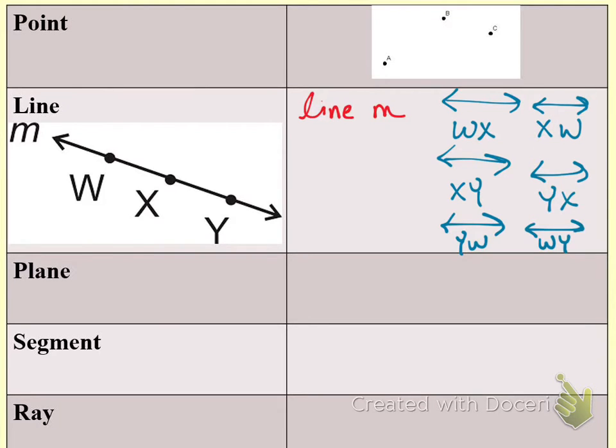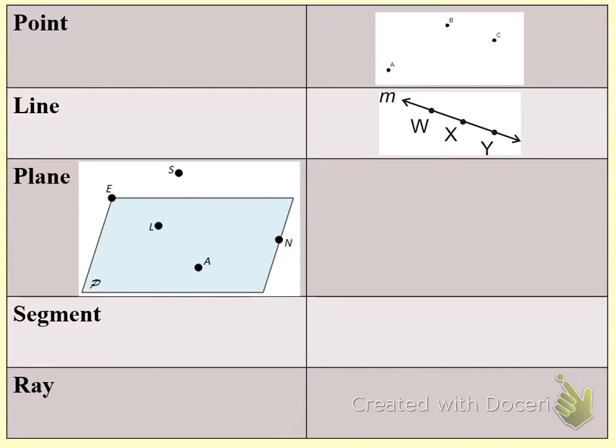Wonderful. A plane. Whenever we're naming a plane, what do we always have to write? Plane. And then if I wanted to name it with 1 letter, what would that letter be? P. Or I could name it with points. How many points would it have to be? 3. What's a point I can't use? S. Why not? It's not on the plane. Can't use it to name the plane. And then I can't use P because it's the name of the plane. It's not a point. All right. Is N on the plane? Yes. Is E on the plane? Yes. So I could use any 3. Just pick 3.